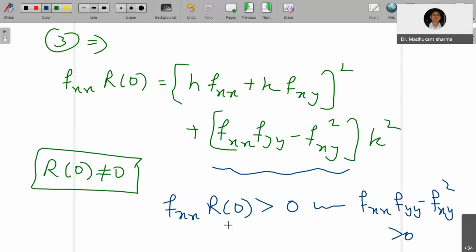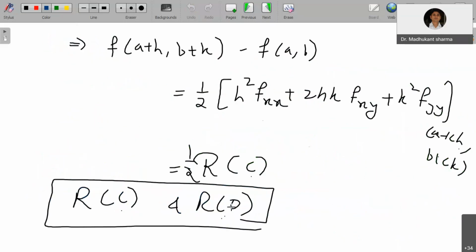If f_xx is negative, then r of 0 is negative. If f_xx is positive, r of 0 also has to be positive. Suppose r of 0 is negative, which means f_xx is negative. And r of 0 being negative means this is less than 0, meaning f of a plus h comma b plus k is less than f of a b. So that will tell you that f of a b lies above all the possibilities in that case.